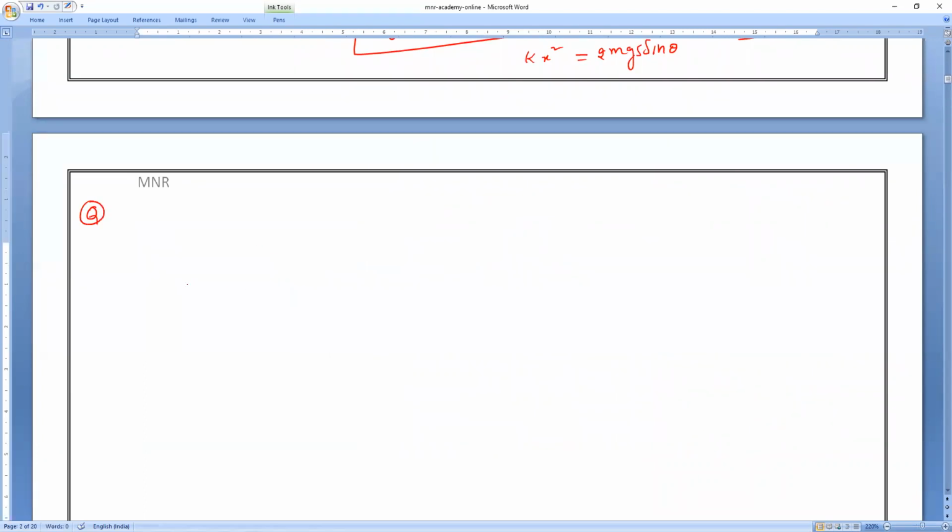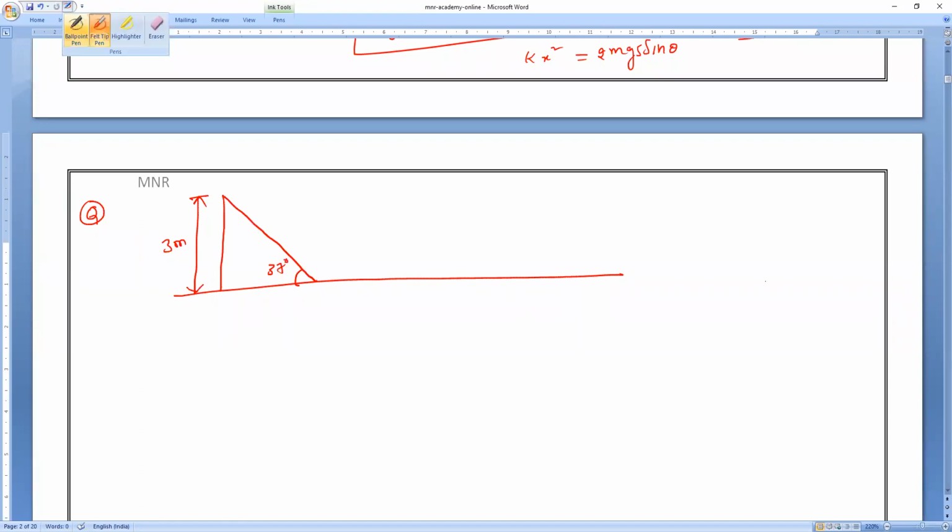So try to understand. There is an inclined surface with a height of 3 meters. What is the height of this inclined surface? 3 meters. It makes a 37° angle. By this time you know what triangle this is: the 37° triangle, 3-4-5. Here they say 3, so automatically 4, and the hypotenuse is 5. Please remember that.